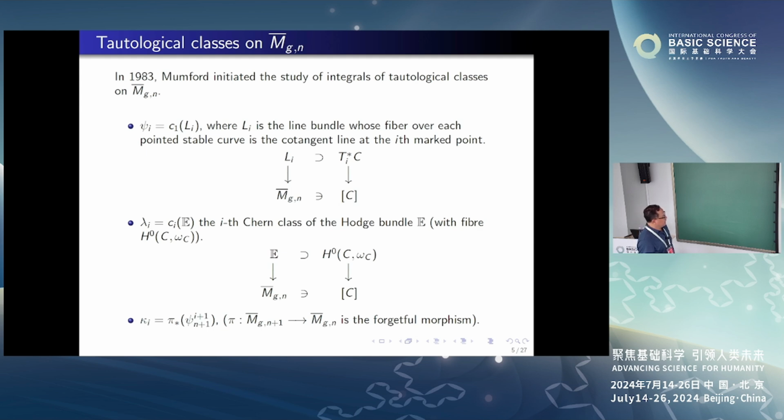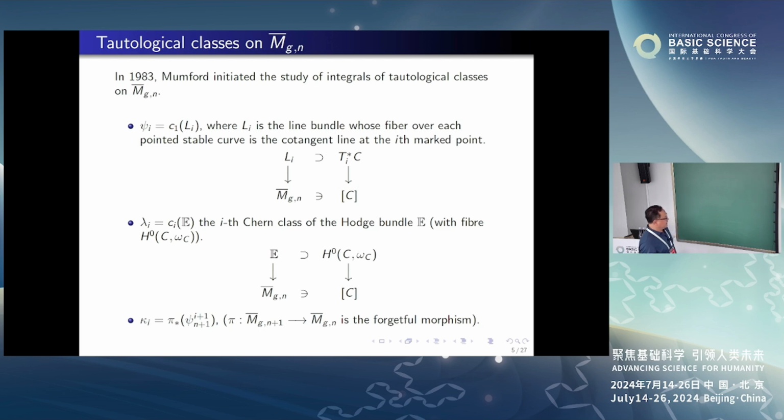There's another natural bundle, the Hodge bundle. That's the space of holomorphic one-forms, and that's a rank g holomorphic vector bundle. You consider its Chern classes, and you get g of them. Of course, c0 equals 1. So you get c1 to cg, the Chern classes of this Hodge bundle.